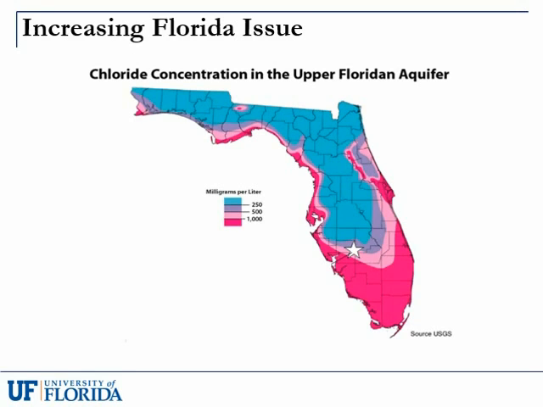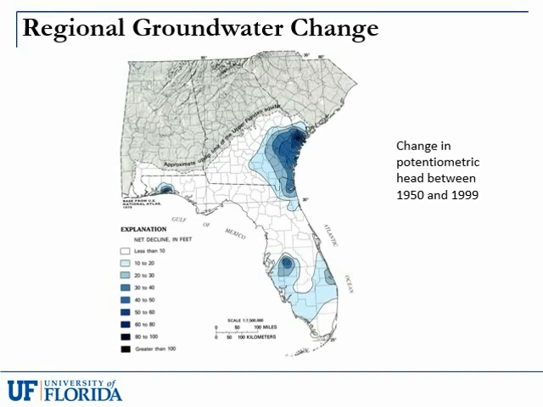You can see throughout the state, basically if it's in pinks, that's where they're starting to see more and more salt issues occurring. And so you can see up here it's inland, but of course down here we're talking about a lot more of the salt water intrusion that's coming in from the Gulf.